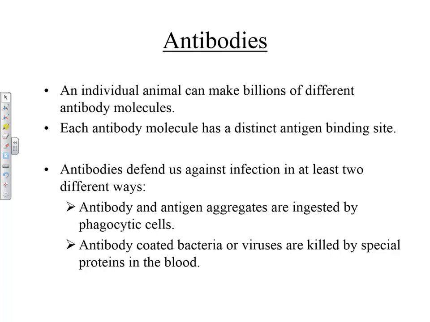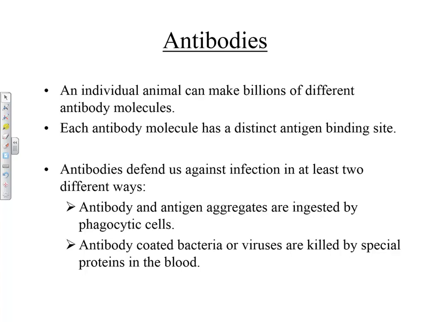Antibodies defend us against infection in at least two different ways. The first one is antibody and antigen aggregates. That means a combination of the Y-shaped molecule and the antigen that binds over there. They are ingested by phagocytic cells. Phagocytic cells are cells in the body that are like trash cleaners. They will go and eat up other cells.